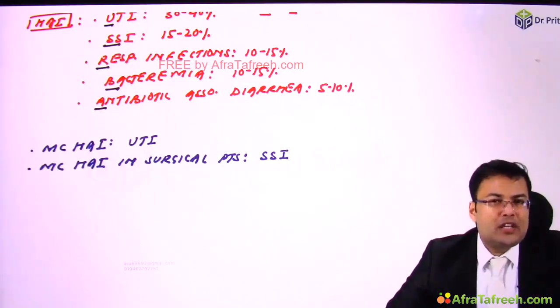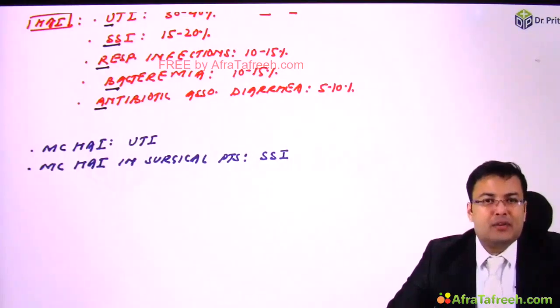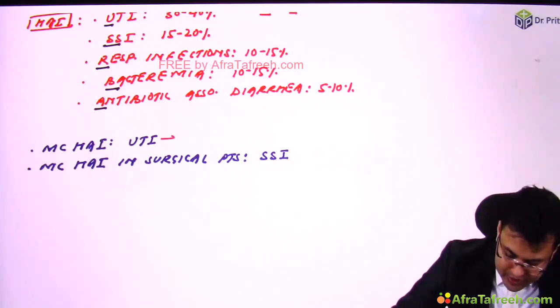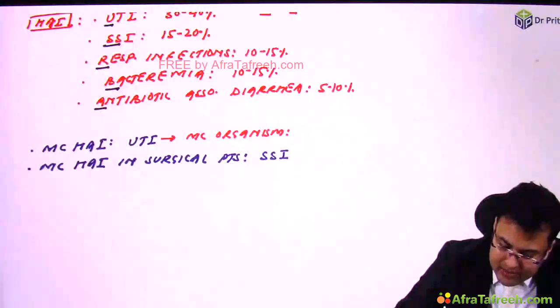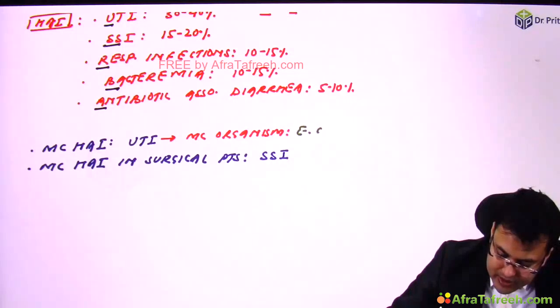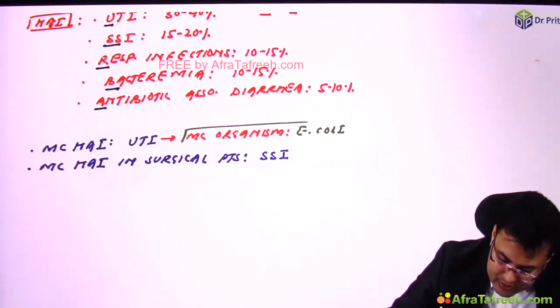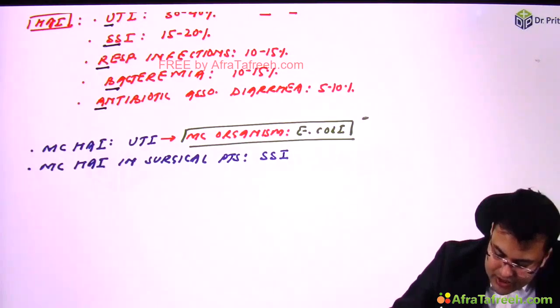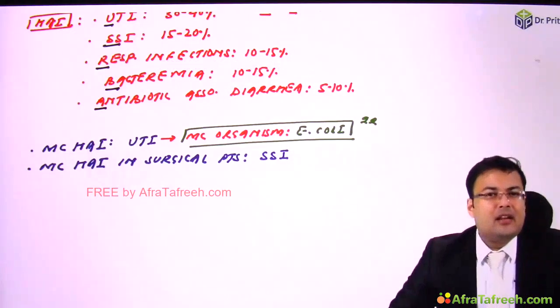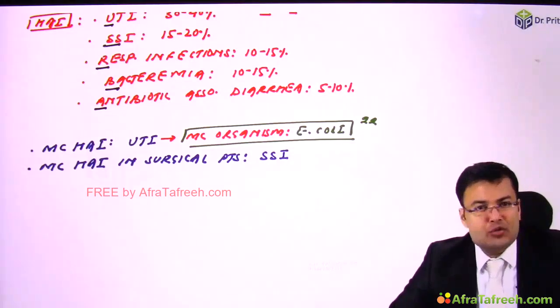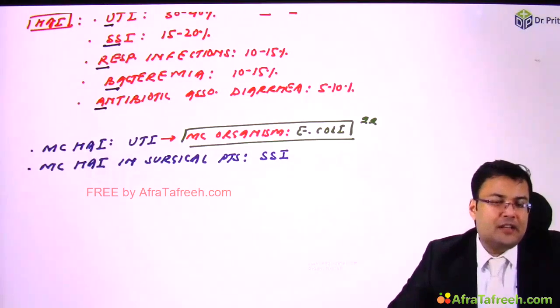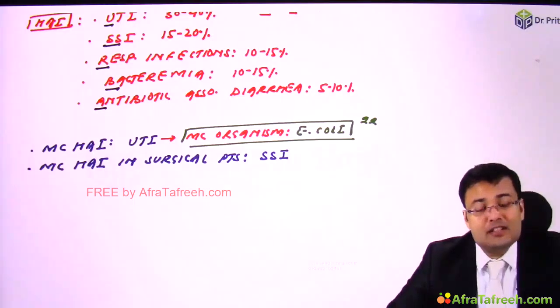Second question, what is the most common organism responsible for UTI? The most common organism responsible is E. coli. This is a frequently asked question. Second, in the majority of surgical infections, E. coli is the organism responsible. Now you want to see the example.